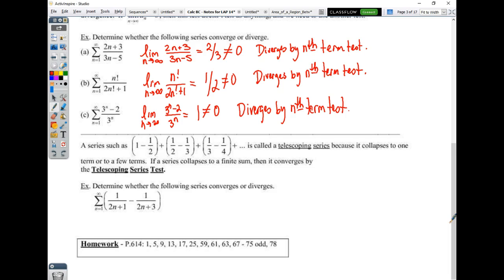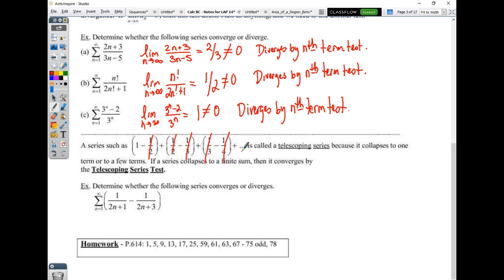Let's say you have a series. It looks like this: 1 minus 1/2 plus 1/2 minus 1/3 plus 1/3 minus 1/4. This is an example of something that telescopes. If I look at that, you should notice something about the terms. Second term cancels out with the third term. The fourth cancels with the fifth. The sixth cancels with the seventh.